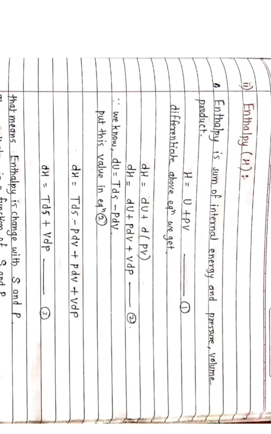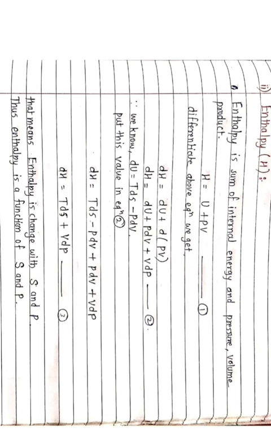Then we know that dU is equal to TdS minus PdV. In the last lecture we studied the internal energy equation, dU is equal to TdS minus PdV. Put this value in equation number second. We get dH is equal to the value of dU, TdS minus PdV, plus PdV plus VdP.